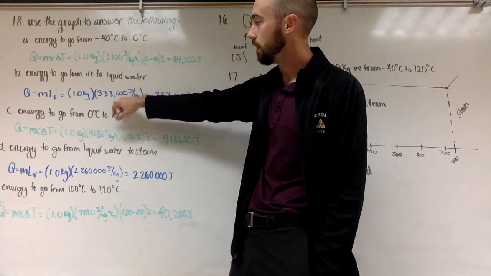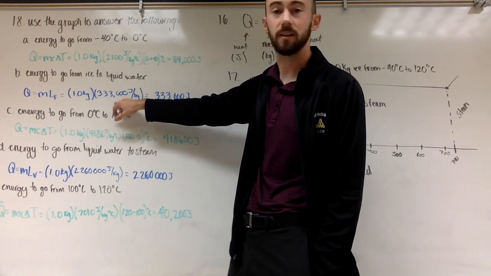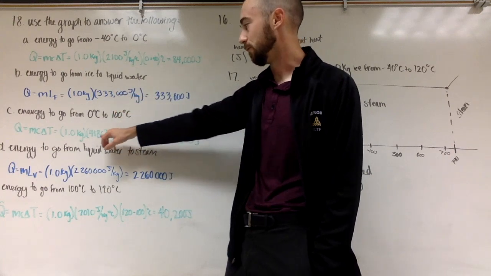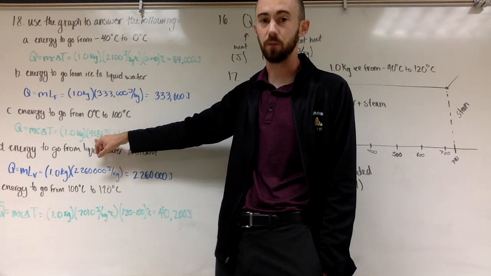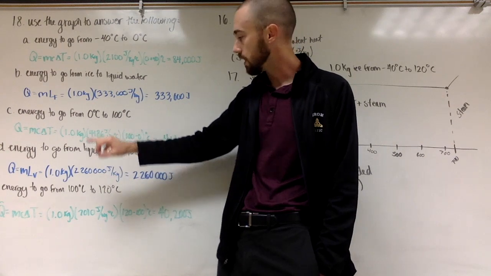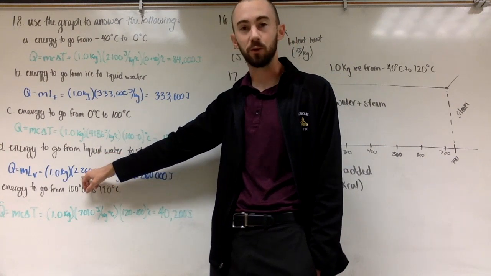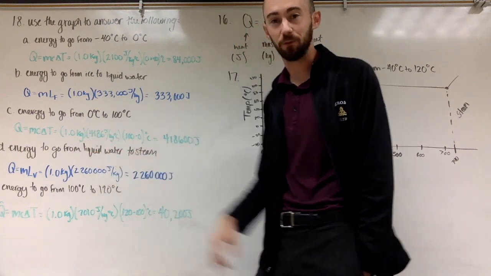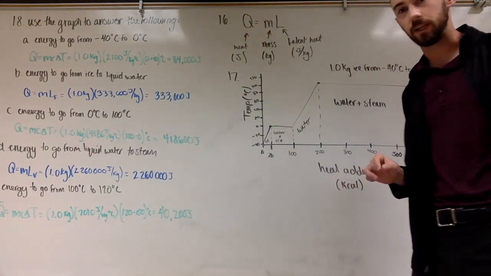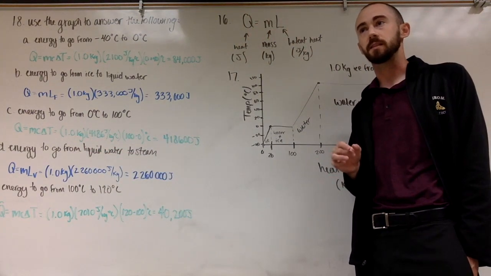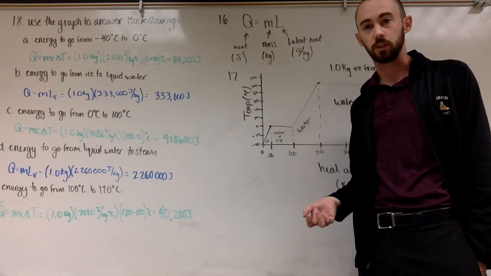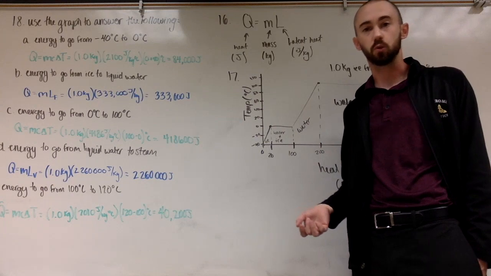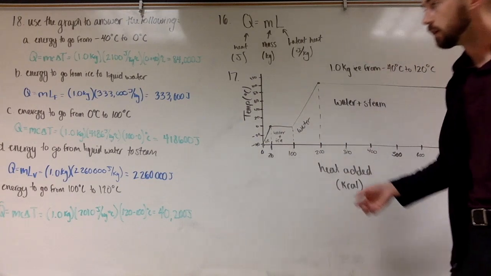So you'll notice 2,100, 333,000, 4,186, which is genuinely one of the highest specific heats of most ordinary substances, and 2,260,000. That's a big difference. That's why most of the energy in substances is going to be contained not in them changing temperature, but in the phase transitions that happen between them, the energy that is stored in those intermolecular forces.